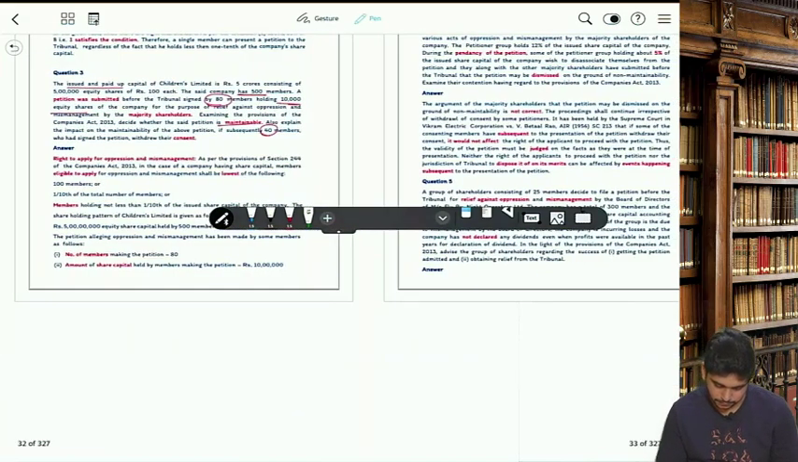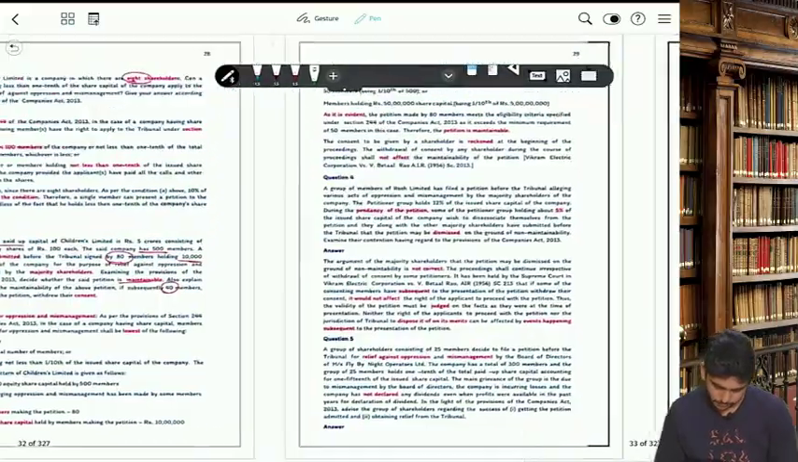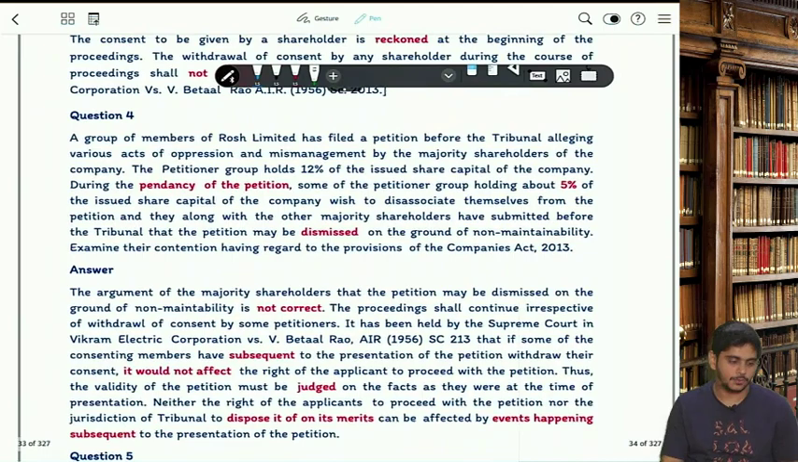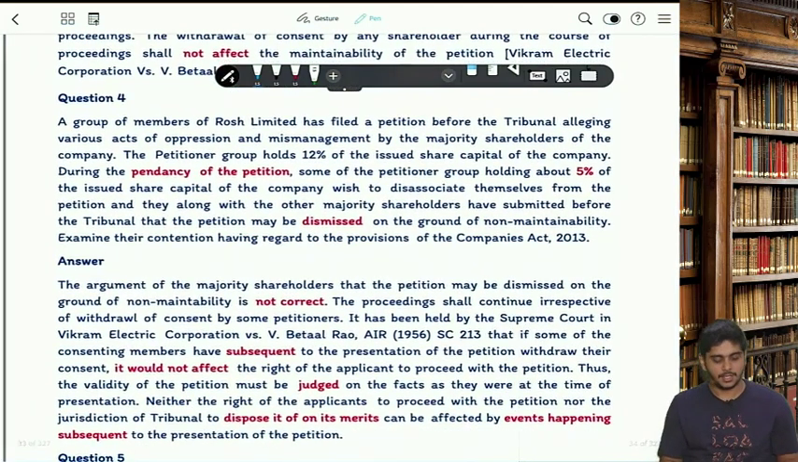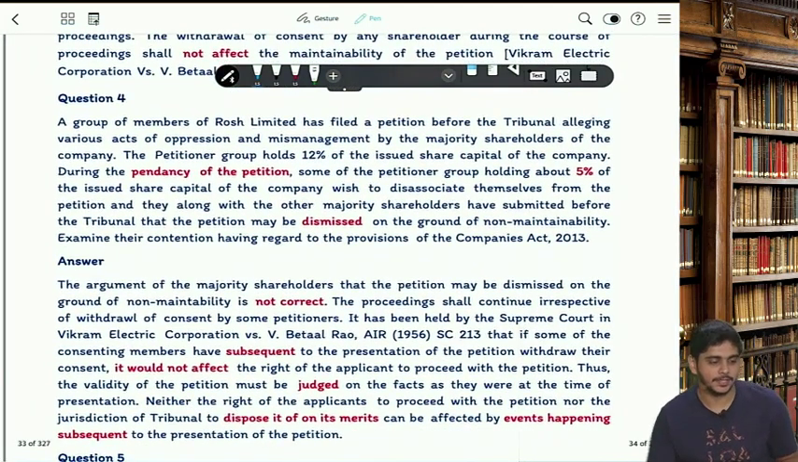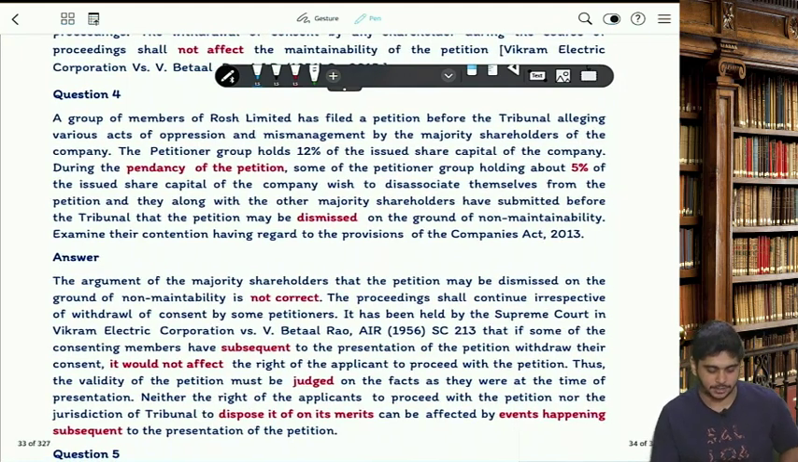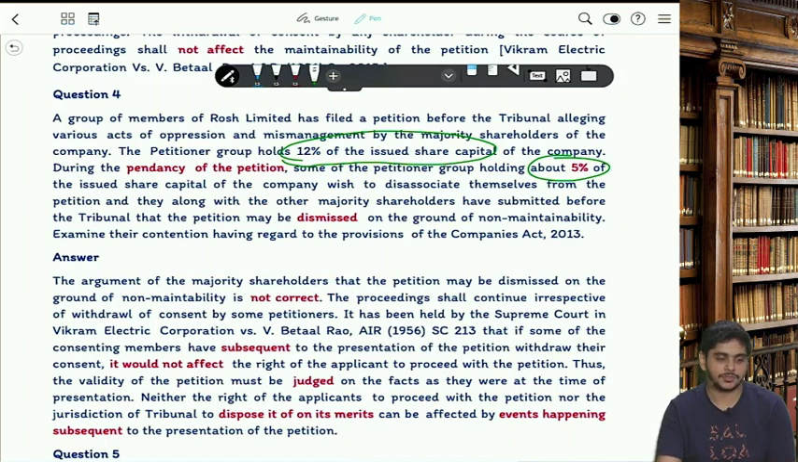Next, question number 4. A group of members of Roche Limited has filed a petition before the T alleging various acts of oppression and mismanagement by the majority shareholders of the company. The petitioner holds 12% of the issued share capital of the company. During the pendency of the petition, some of the petitioner group holding about 5% of the issued share capital of the company wish to disassociate themselves.